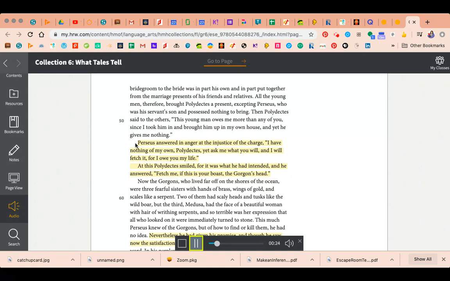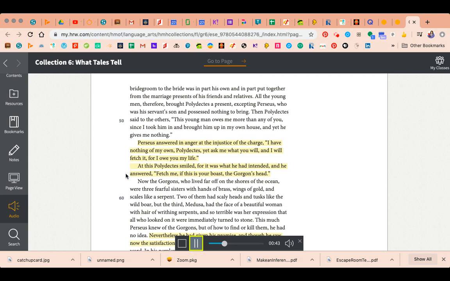Perseus answered in anger at the injustice of the charge, "I have nothing of my own, Polydectes, yet ask me what you will, and I will fetch it, for I owe you my life." At this, Polydectes smiled, for it was what he had intended, and he answered, "Fetch me, if this is your boast, the Gorgon's head."